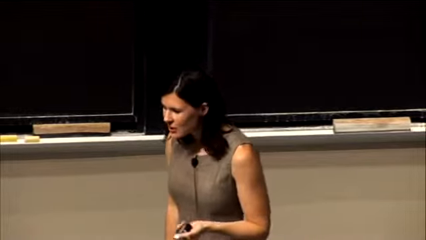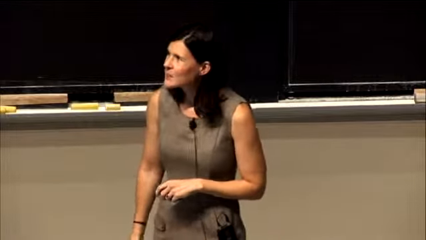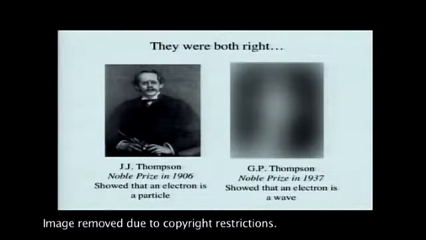So this is actually kind of neat to point out because we all remember J.J. Thomson from our second lecture. J.J. Thomson got a Nobel Prize in 1906 for showing that electrons exist and that they're particles. And it turns out that G.P. Thomson, well, that's his son.